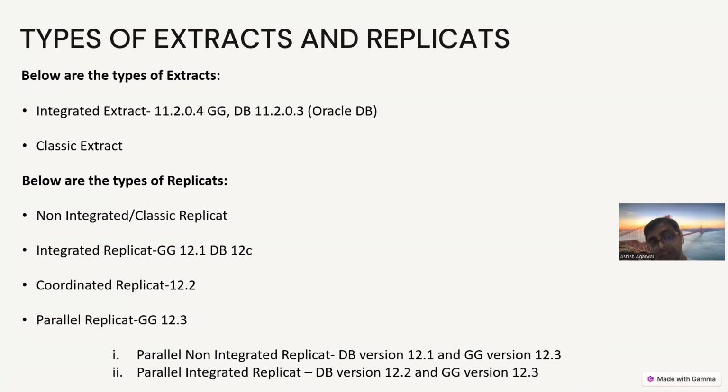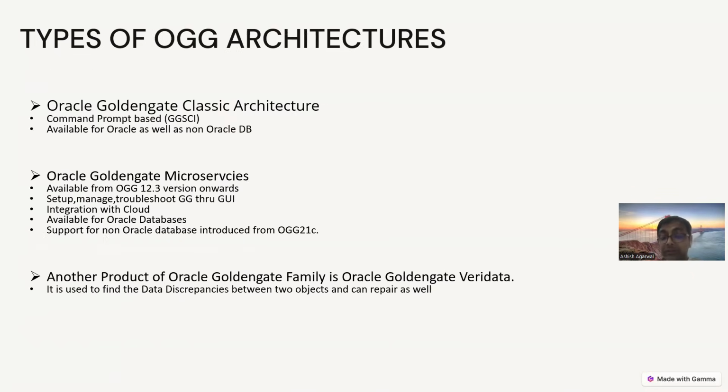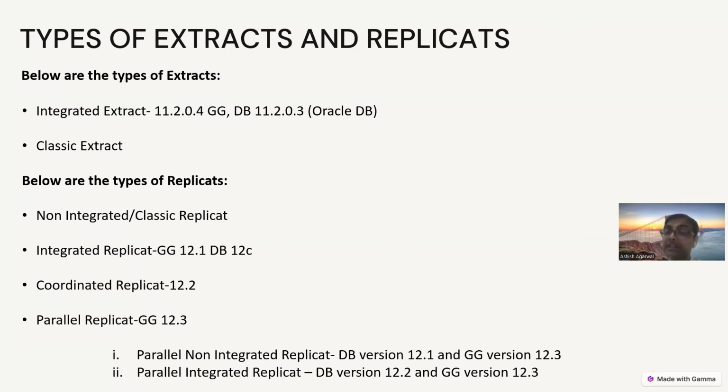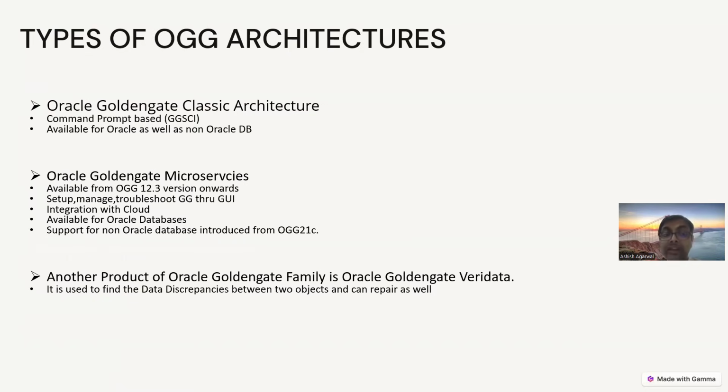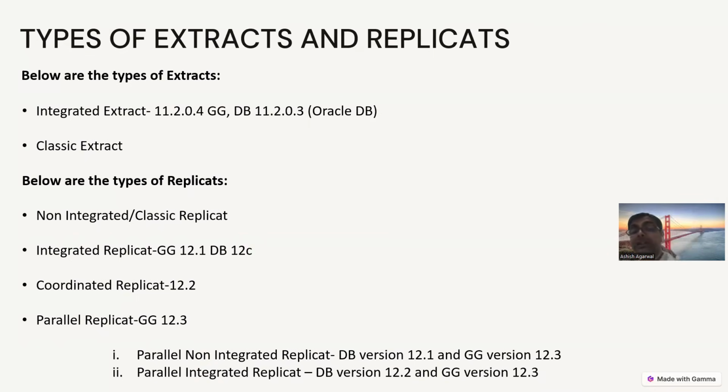We are going to discuss the different types of extract and replicates practically as the session goes on. Under classic architecture, you can configure integrated extract or classic extract, if it is supported. Same way, under GoldenGate microservices, you have different types of extracts and replicates available, including integrated extract and integrated replicate, apart from classic extract and classic replicate. I hope that answers it.